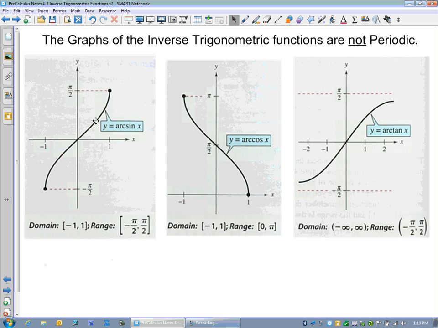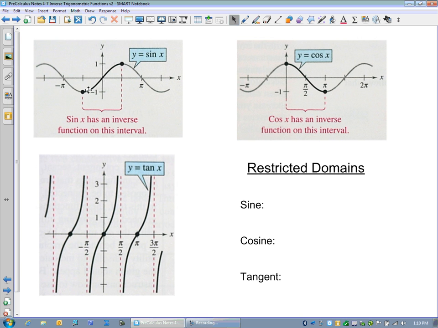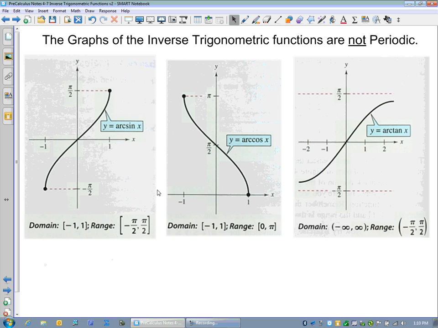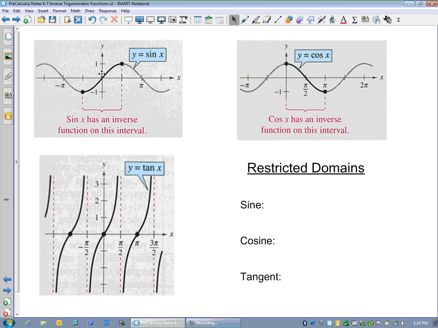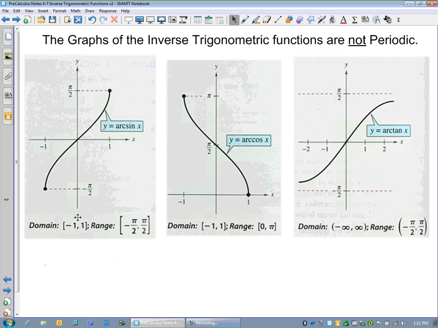Now notice how this function is not periodic. It does have a beginning and an end. The domain and the range have been switched from the previous function. So if we look at sine, notice how the restricted part of the sine function, the domain was from negative pi over 2 to positive pi over 2. Well, that becomes the range of the inverse function. And also the range of the sine function, which is from negative 1 to positive 1, the y values, becomes the domain of the inverse function.